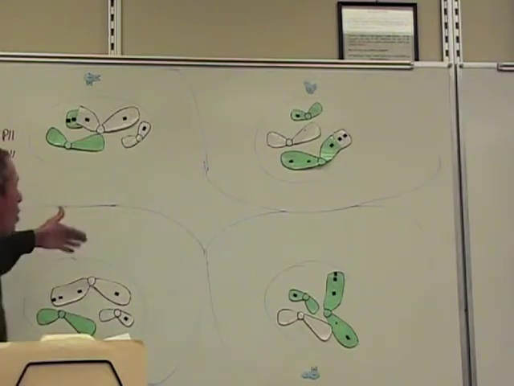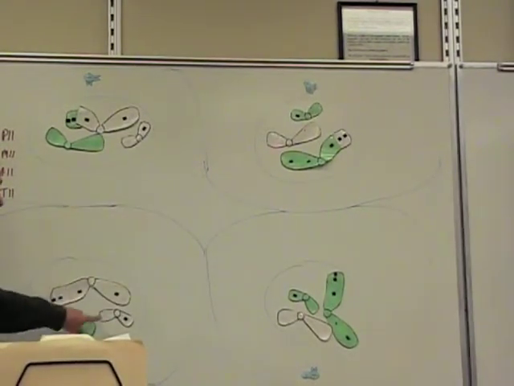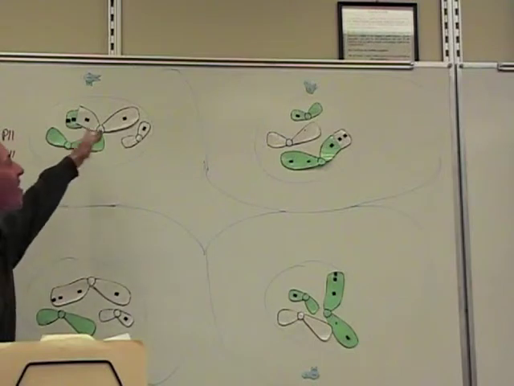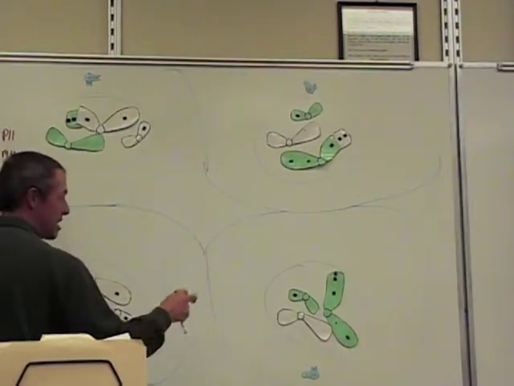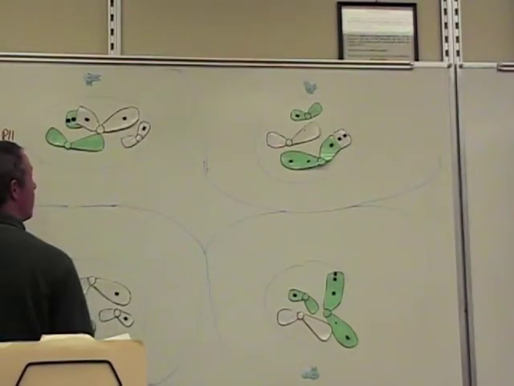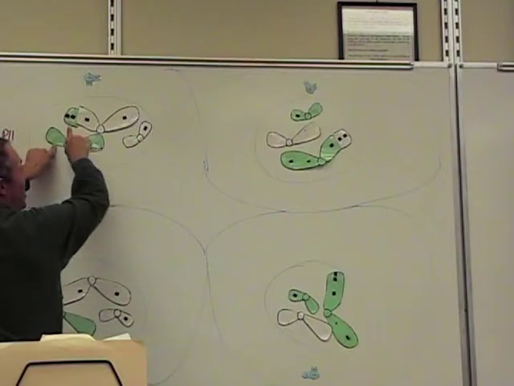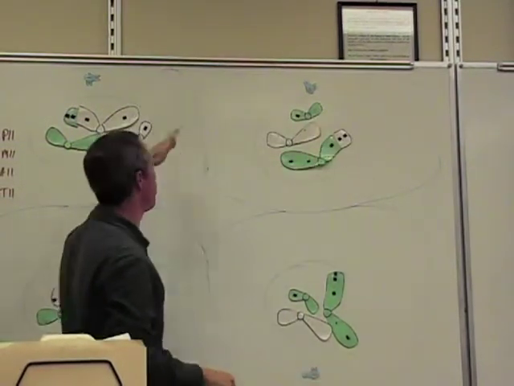Look at what we have. We have four cells. Oh my God. With half the number of chromosomes. We started with six. Now we only have three. That's half. Good math. Notice that they're all different. This has two whites and a green. This has two greens and a white. This has two whites and a green with a piece of green. No, this has two greens and a white with a piece of white. All four different.